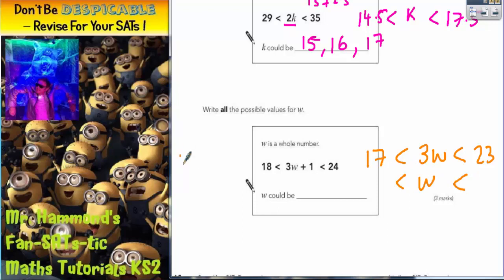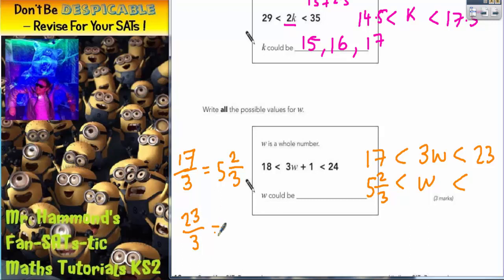Well, if you do 17 divided by 3, easiest way to do this is like an improper fraction. So 17 divided by 3, 3's into 17 goes 5, remainder 2, and because we're dealing with thirds, it's 5 and 2/3. So 17 divided by 3 is 5 and 2/3. Now we need to do 23 divided by 3. You should have learned this in level 4 and level 5, so we should be able to do this.